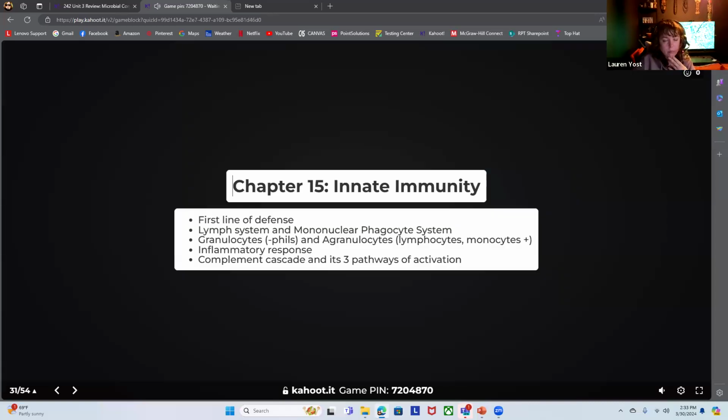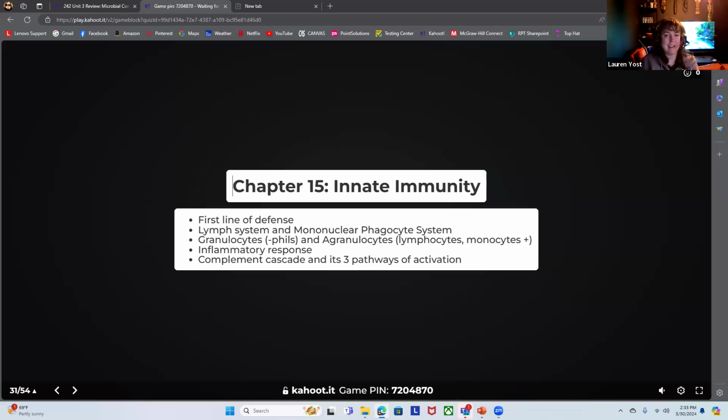So that's it for chapter 15 and innate immunity. We talked about our first line of defense whenever we talk about this chapter. Now, first line of defense is not just your innate immune system as a whole. It is literally talking about things like your skin and the acid and stuff in your stomach, or the salt in your sweat and lysozyme in your tears and saliva, those sorts of things being your first line of defense.